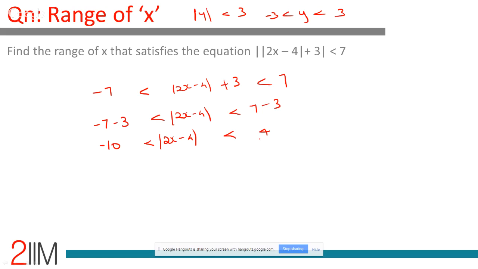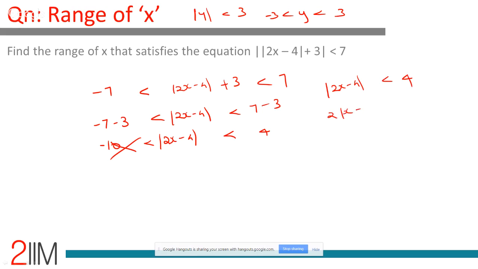Question based on a beautiful funda, a wonderful funda, one of our guys who used to teach for us, Martin Russell, very good funda. Minus 10 less than modulus of 2x minus 4. Modulus of 2x minus 4 is greater than minus 10. When will this happen? I'll put it the other way, when will this not happen? When will modulus of a number not be greater than minus 10? Modulus of a number is never less than that. Effectively, forget about this. This question effectively comes down to modulus of 2x minus 4 less than 4.